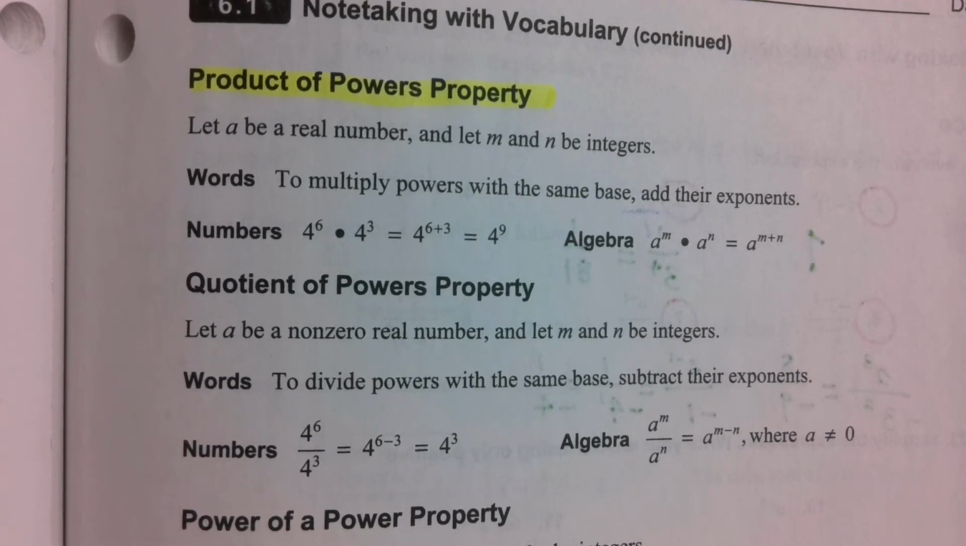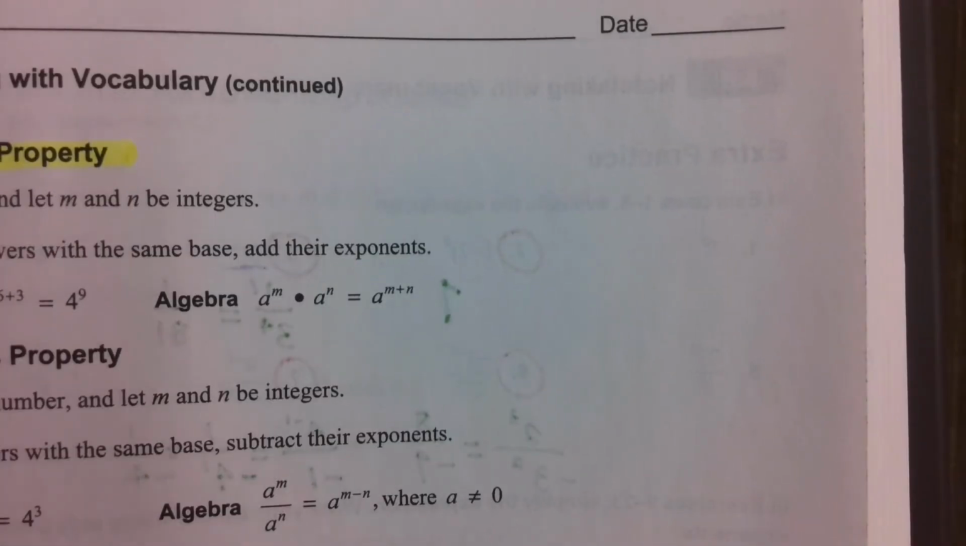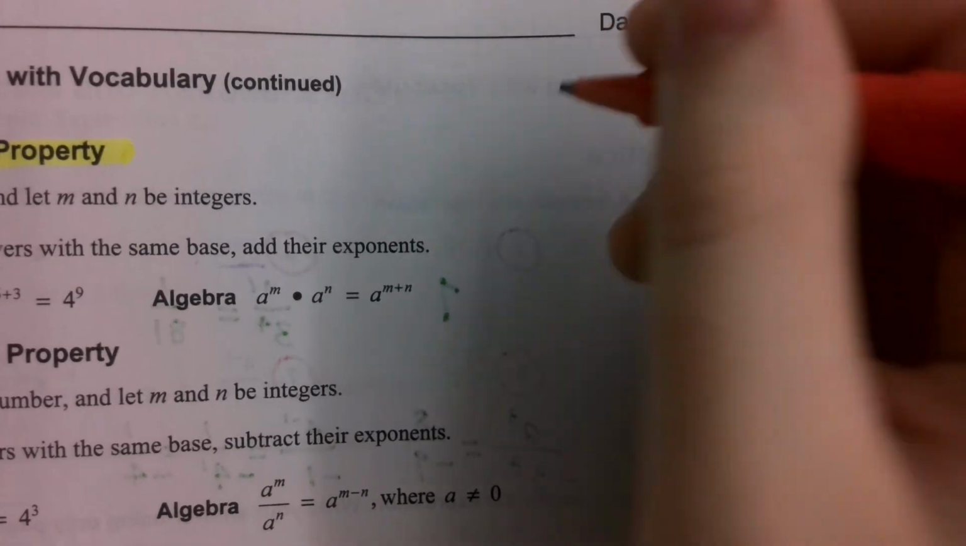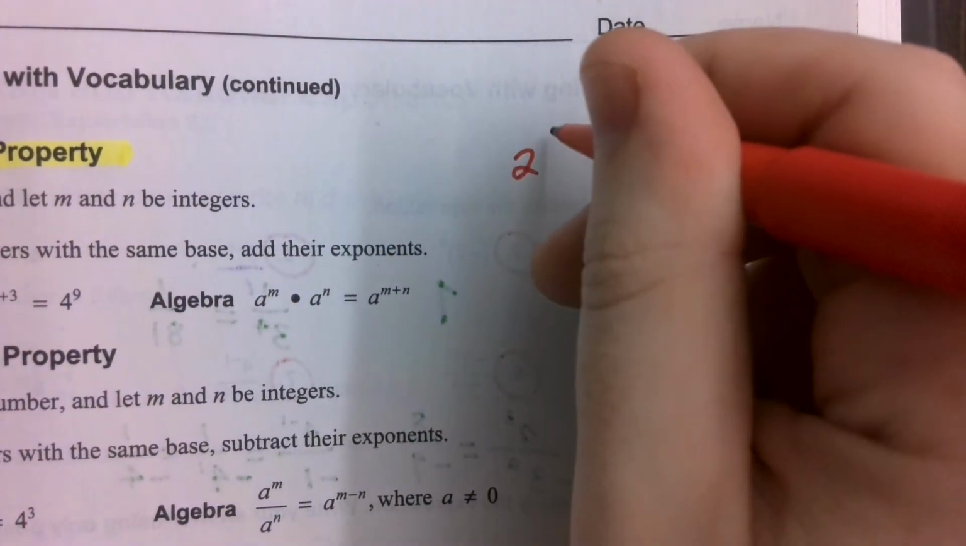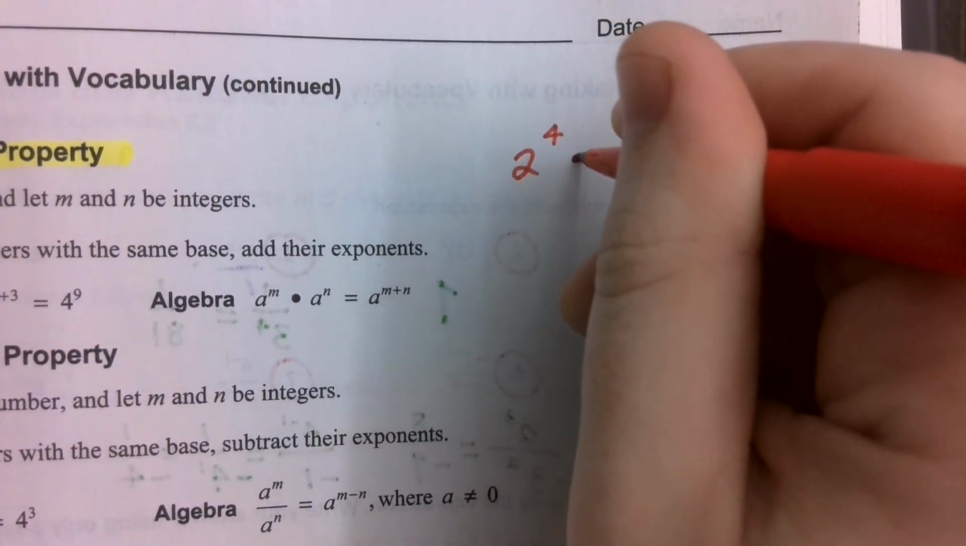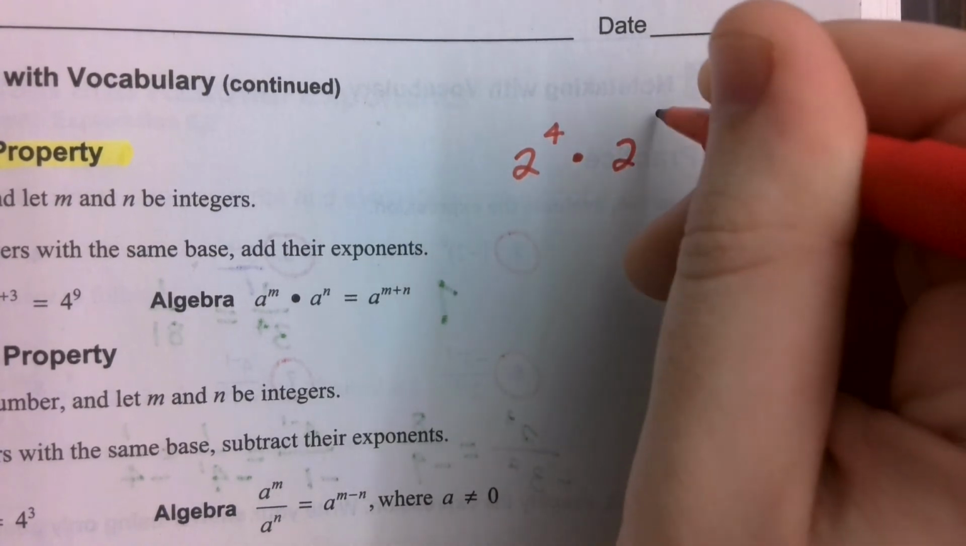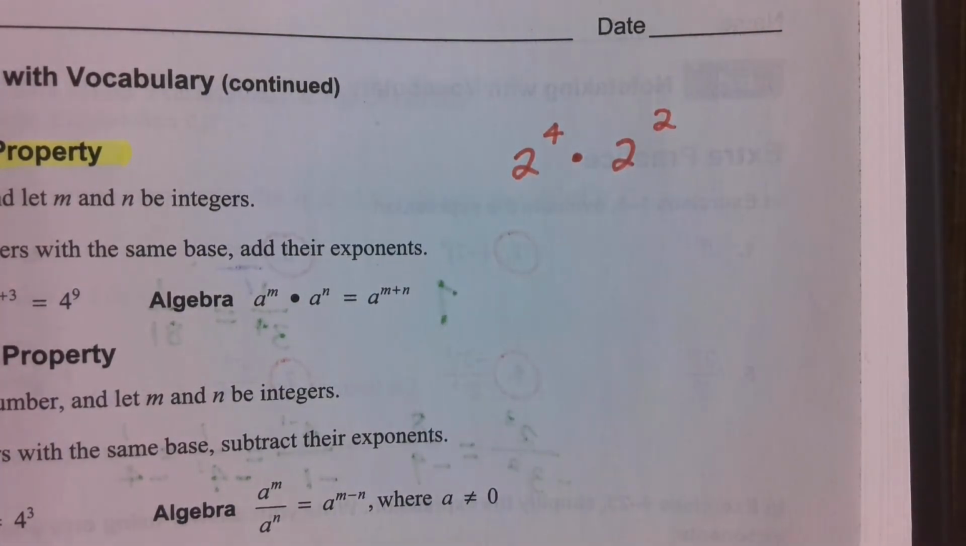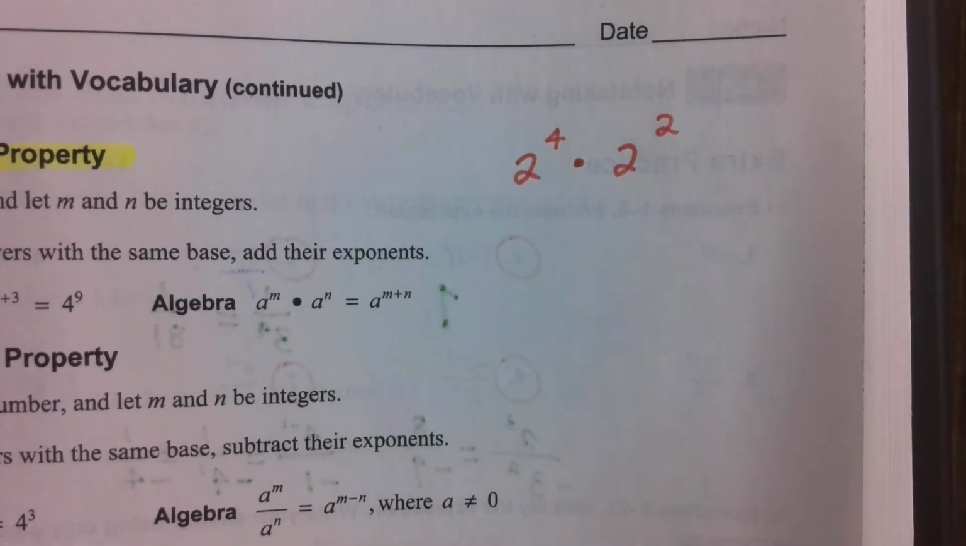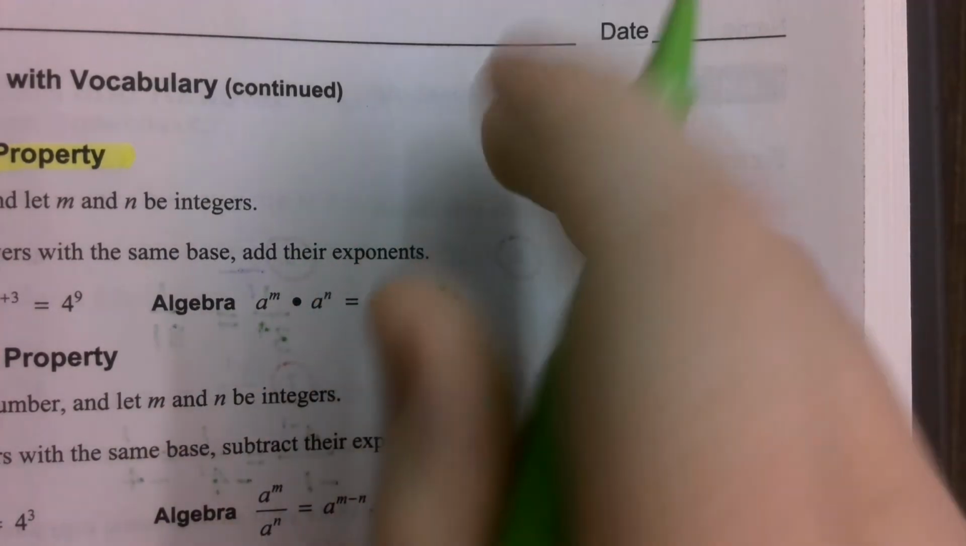Here's the basis of the product of powers property. Let's say I had the following multiplication problem. I had 2 to the 4th times 2 squared, and I want to figure out what this is. Well, I could figure out what 2 to the 4th is, and I could multiply it by whatever 2 squared is, but those numbers might be pretty big. Instead, there's actually a way to simplify this.